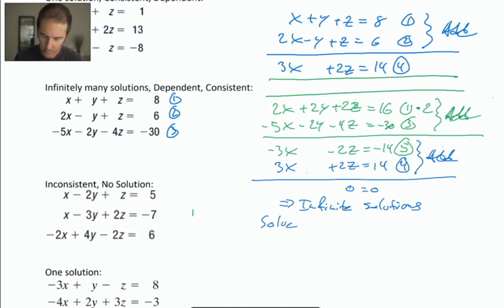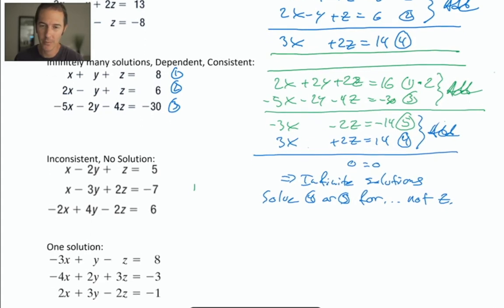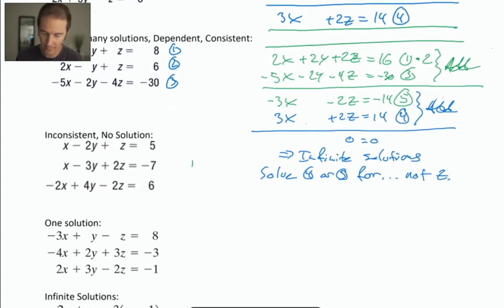Solve 4 or 5 for, not z. I don't want to write out an equation that says z equals. Don't write out an equation that says z equals. Whichever other variable is there, solve for that one. In this case, it's x.